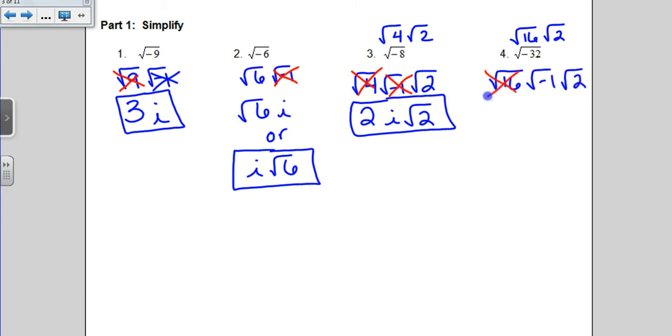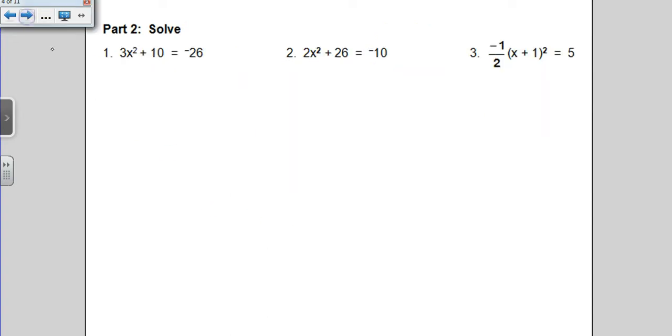Well, I know the square root of 16 is a 4. And then I know the square root of a -1 is an i. And then we have the square root of 2 left over. So we're just reducing radicals still in this section. We're about to learn how to solve, so hang with me. Same techniques as the last lesson.